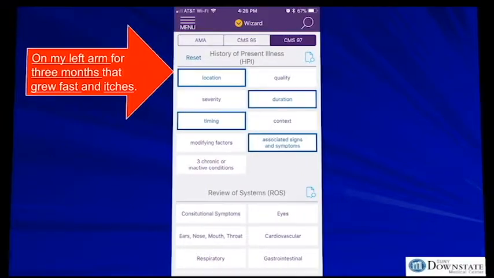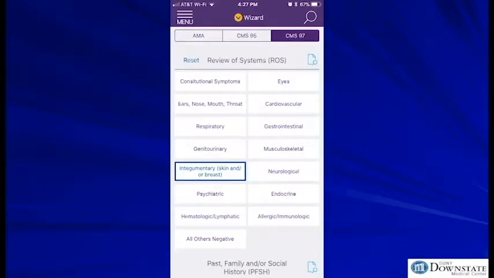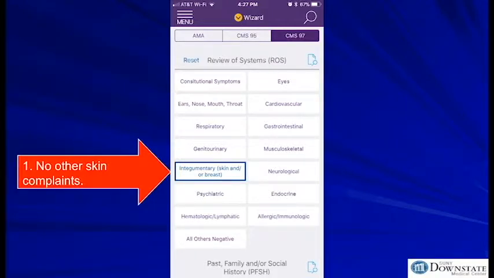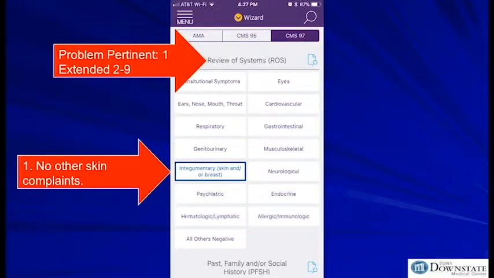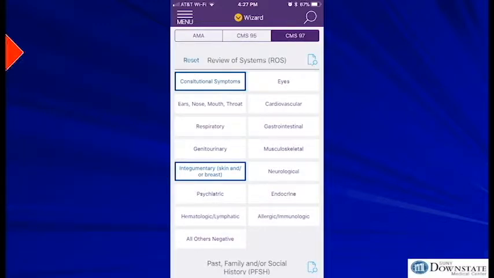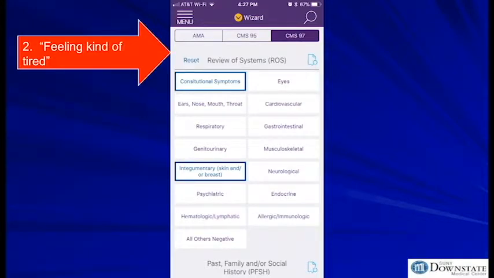For the review of systems, we obviously will review the skin system since we are, after all, dermatologists. And if there's nothing else going on, there's no other complaints. If there's other problems, list them here. Now, if they have a review of systems, the different levels, problem pertinent is 1 review of systems, extended is 2 to 9. It is very reasonable to do a constitutional review of symptoms. Is the patient feeling tired? Do they have malaise at work?